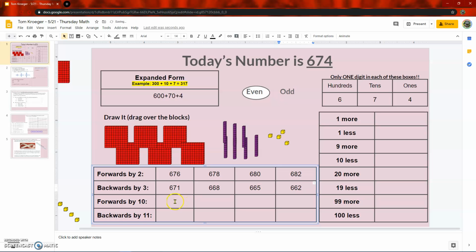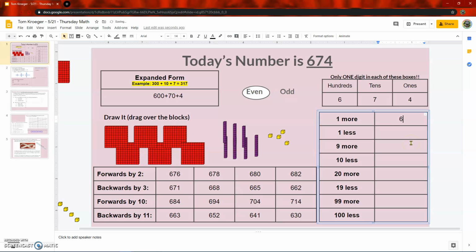662. Forwards by 10, 684, 694, 704, 714. Backwards by 11. 663, 652, 641, 630, like that. One more. Oh, this is so simple, right?